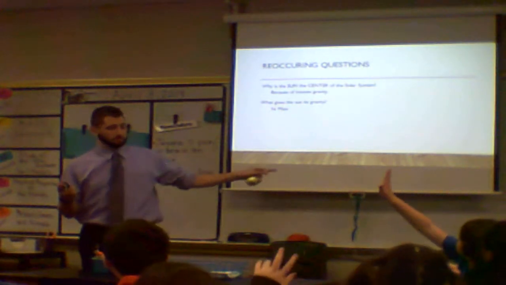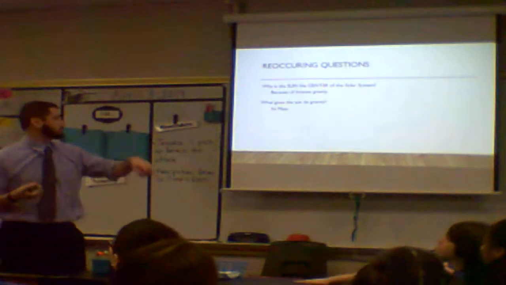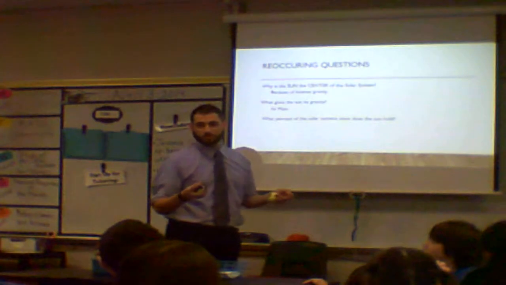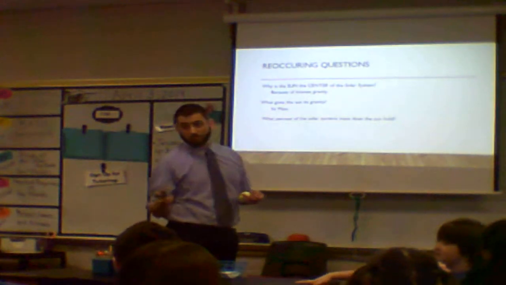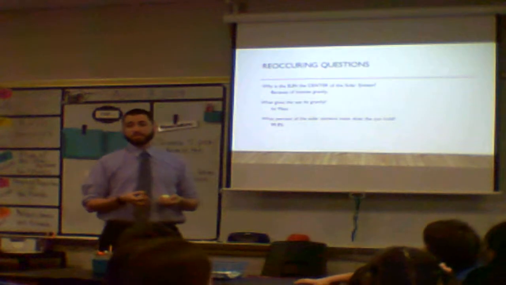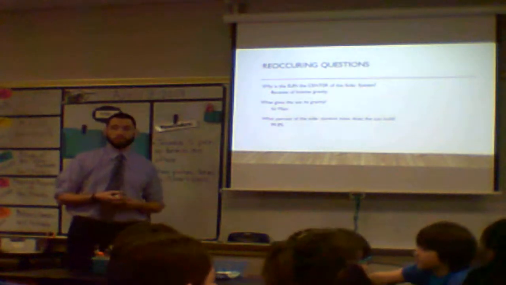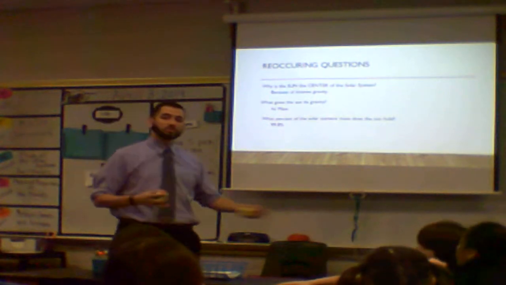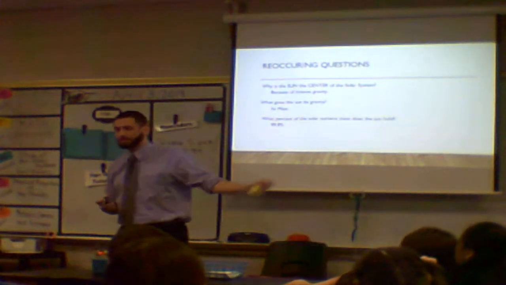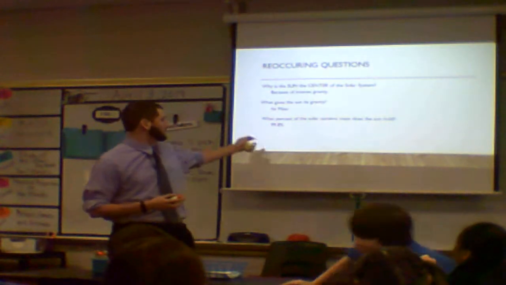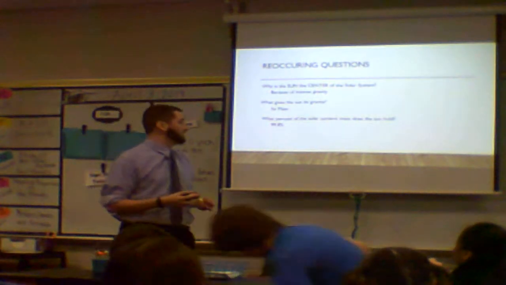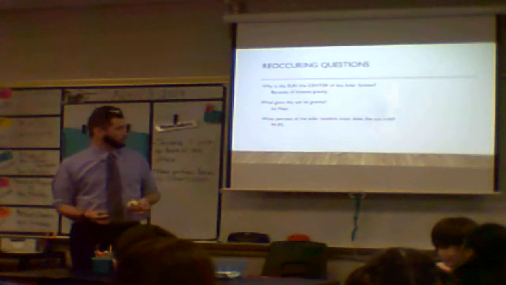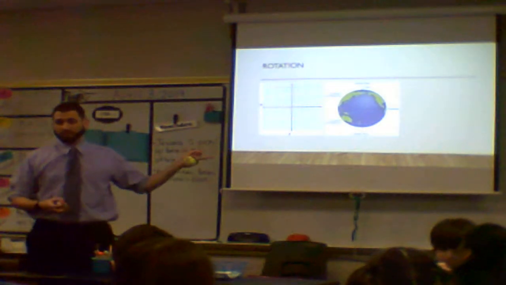Does anybody know? What percentage of the solar system's mass does the sun hold? Percentage, 0 to 100. 99.8%. Yeah. When you think about massive Jupiter, Mars, Mercury, Earth, all the asteroids, all the dwarf planets, everything, all the mass in the solar system, the sun makes up 99.8% of it. So that's why it's the center of the solar system. And I'm going to ask that question annoyingly like 4 or 5 times.